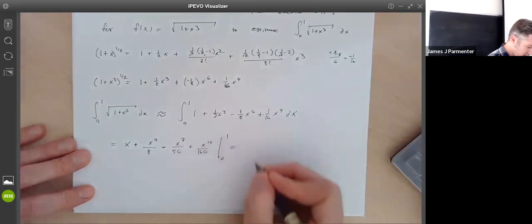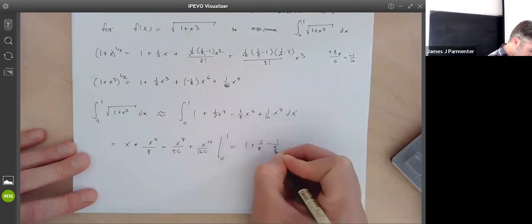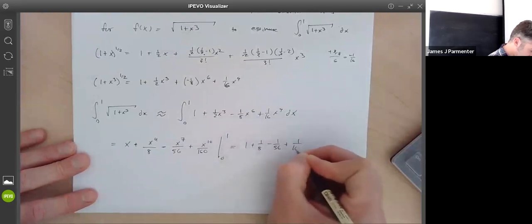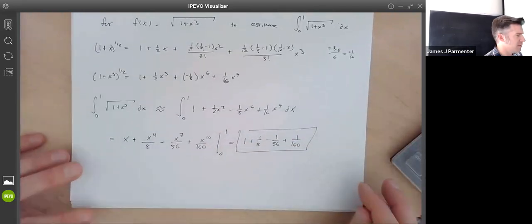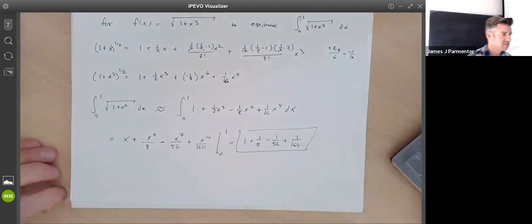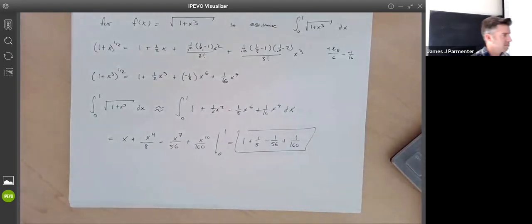Good times. So that's going to equal 1 plus 1/8 minus 1/56 plus 1 over 160. Which we definitely should not simplify that fraction, unless you have nothing better to do with your time. But on a test, definitely not, right? Leave it like that.